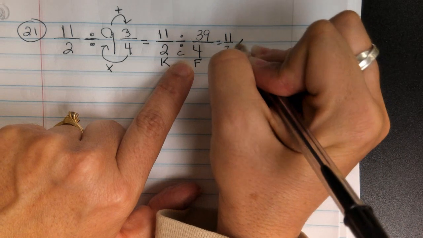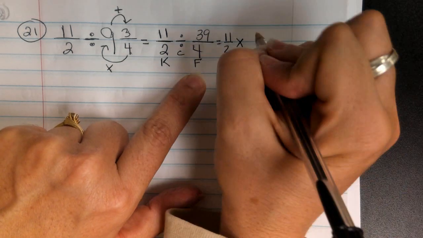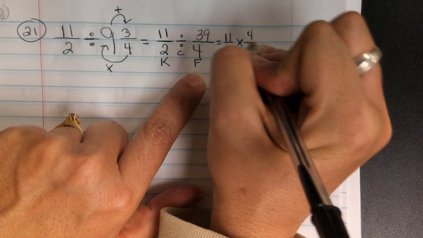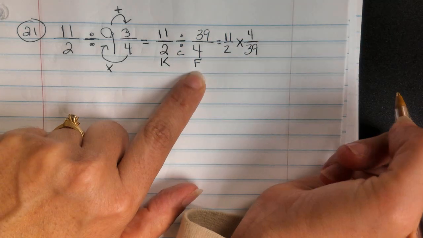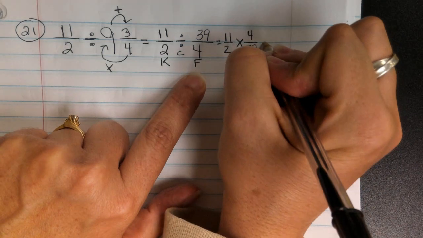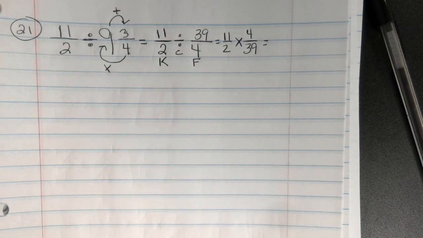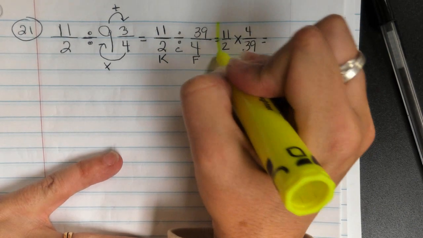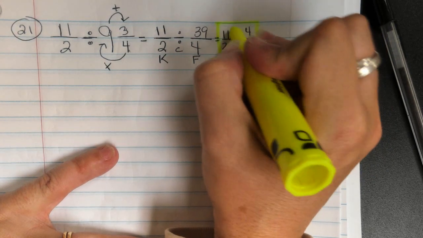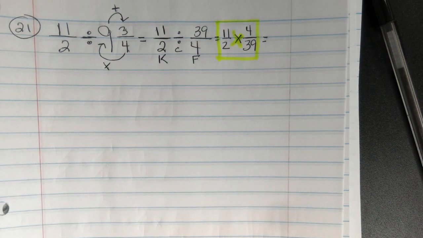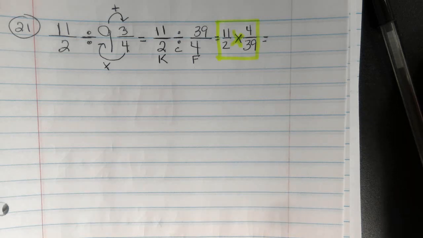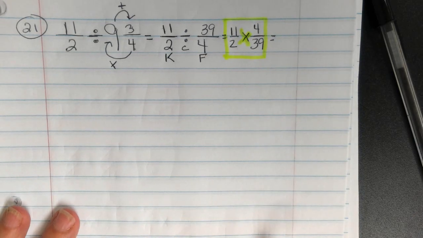Change to multiply, and flip it over to 4 over 39. Now, right here we have finally reached that magic box where we can cross-simplify if something cross-simplifies. But you cannot do it till you hit the multiplication. Okay, so are there any tops and bottoms that simplify?